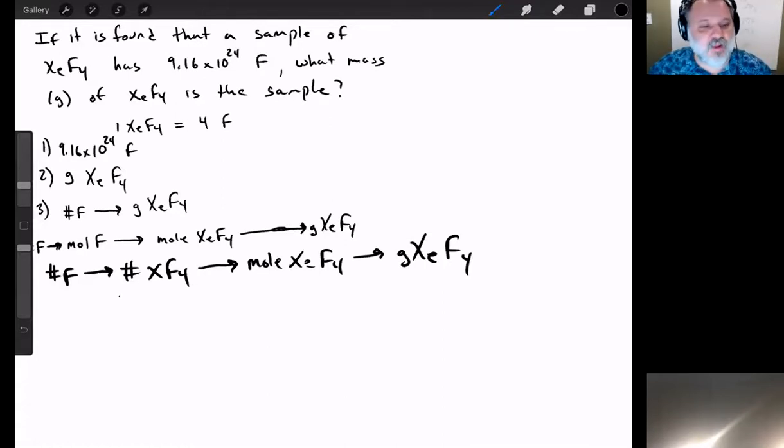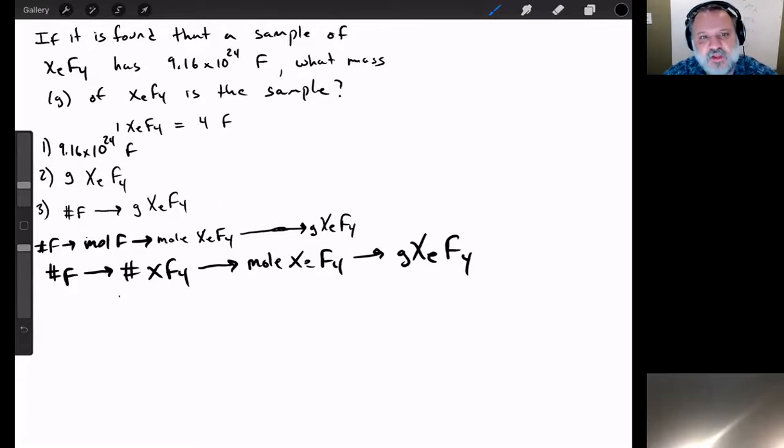So what I want to point out, and I've sort of hidden it, so let me just unhide it so that it's a little bit more clear. Number of fluorine to mole of fluorine. There's more than one path, and that doesn't mean that one path is better than the other. It just means that there's more than one way to solve the problem and get the same answer.